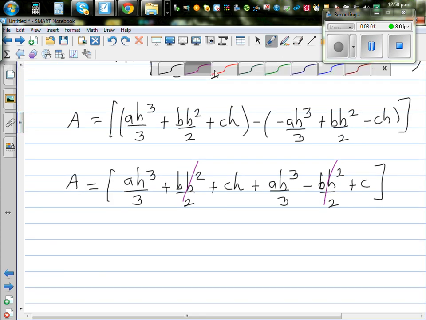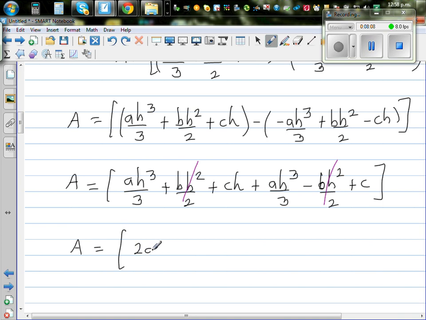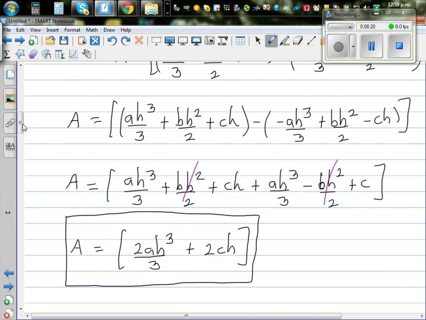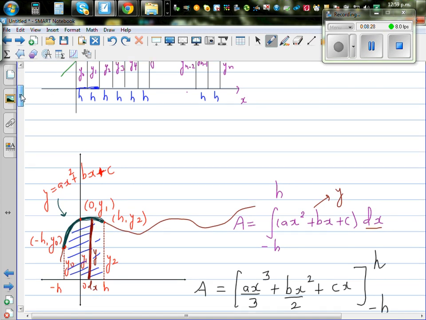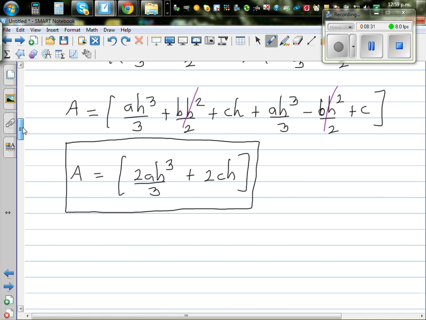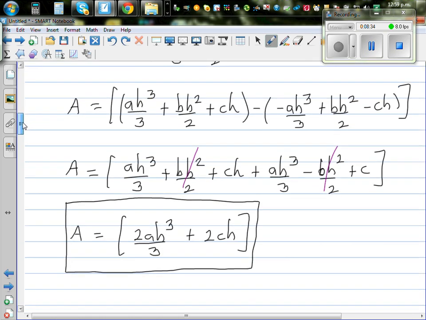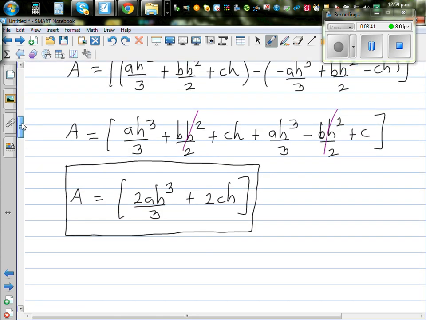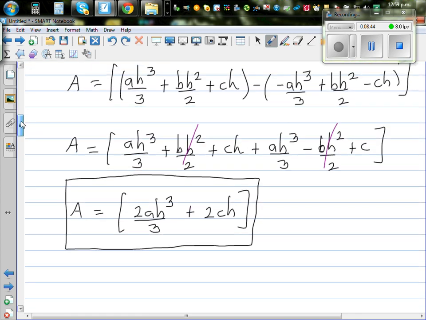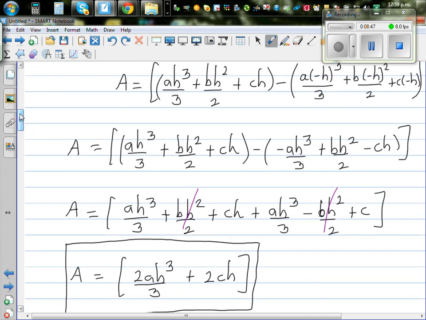So the area defined under this curve by these three points would be 2a h cube over 3 plus 2c h. Okay, so this is the area under the curve under three points. If you take three points and draw a parabola, the area under the curve can be defined by this equation. Now the next step is to write it in terms of y0, y1 and y2. So what can we do? The area under the curve is given by this equation.